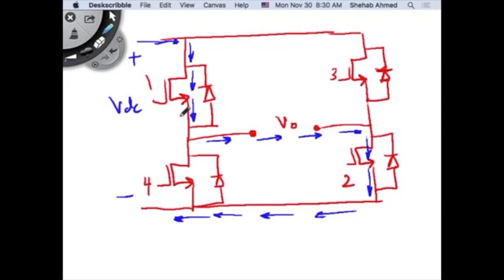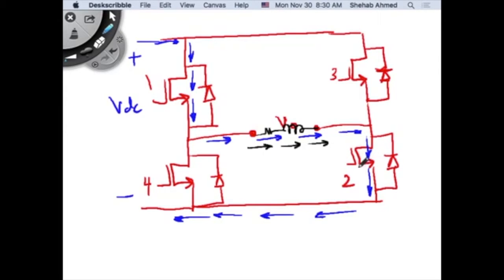So I now turn off 1 and 2, and I still didn't turn on 3 and 4. So what's going to happen during that time? Remember, this is an inductive load, an RL load. So current cannot be interrupted instantaneously. Since that is the case, what's going to happen when I turn off 1 and 2? Will current through the inductor change abruptly? No.